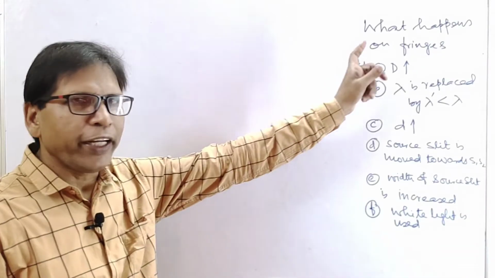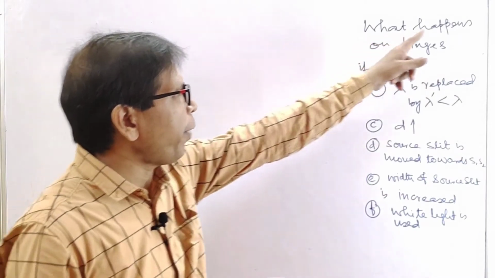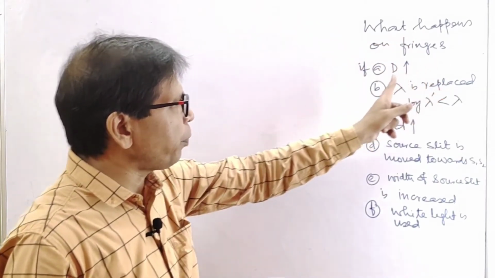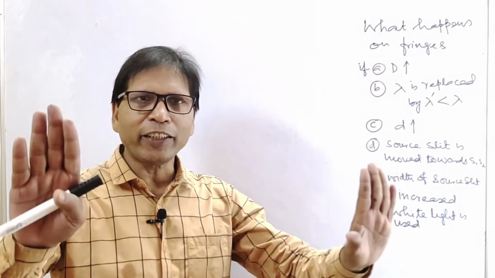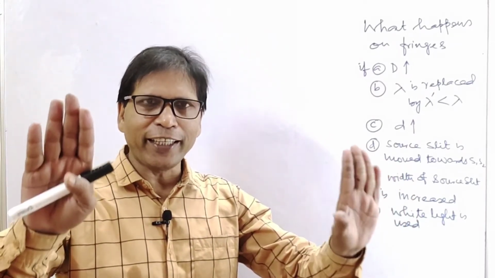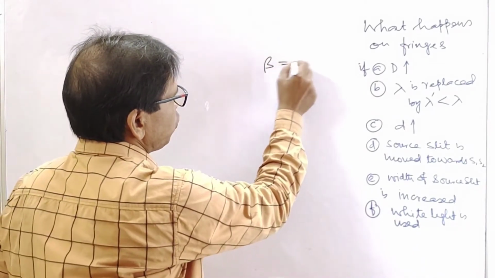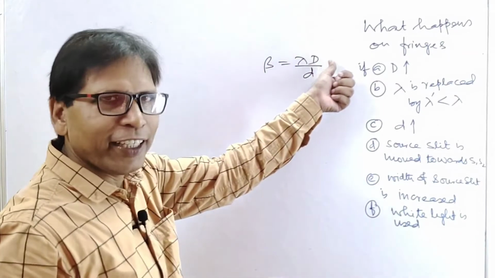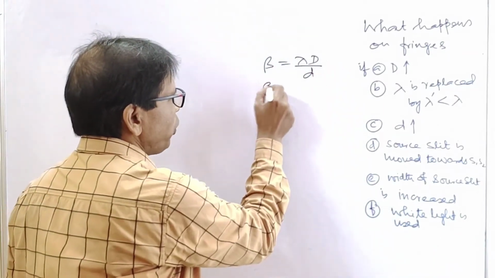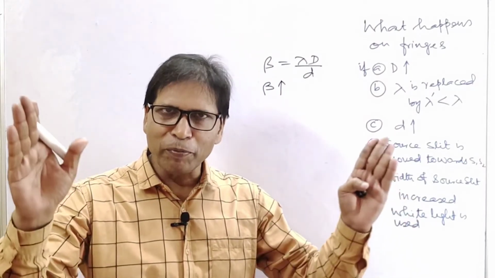Okay. Now next, some important questions. What happens to the fringes if capital D increases? That is, the distance of the screen from the slits increases. Look at this, the fringe width beta equals lambda D by small d. As D increases, the fringe width beta increases, therefore the fringes become more spread out.